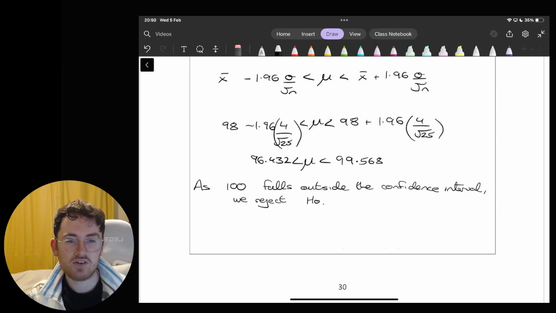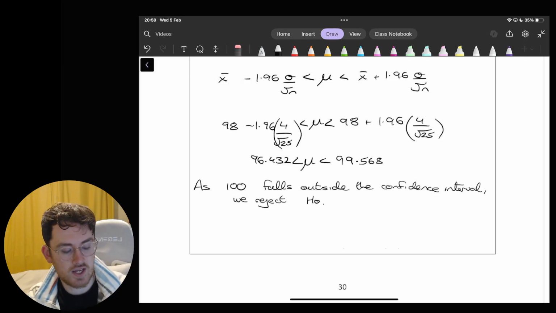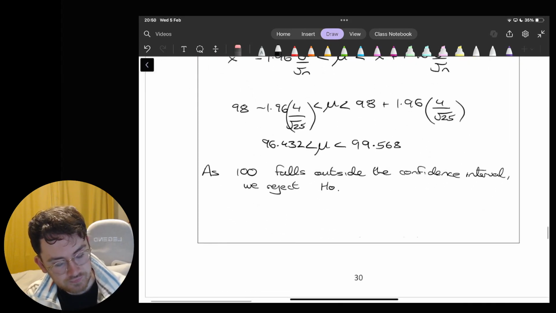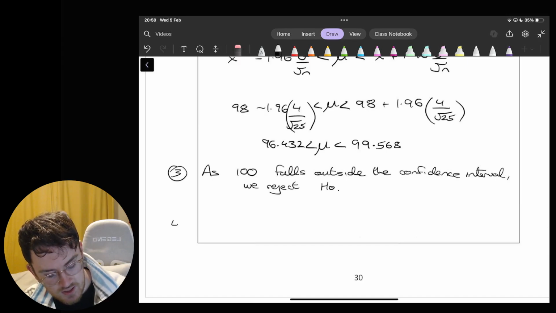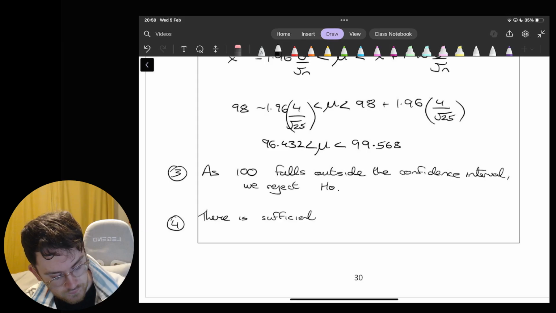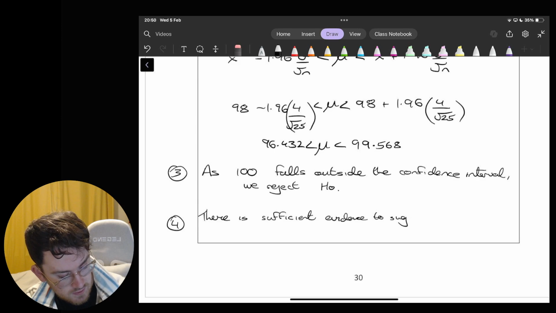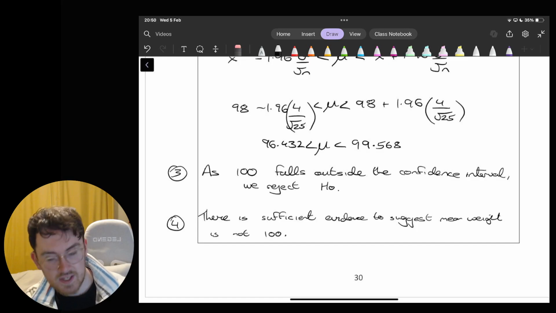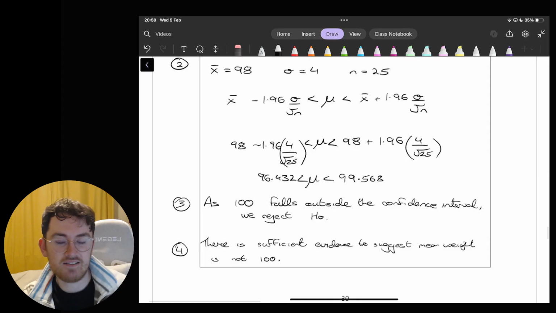Okay, so as it falls outside the confidence interval there, we're going to reject our null hypothesis. Okay, so that's kind of our decision. And then for the conclusion, there is sufficient evidence to suggest the mean weight is not 100. Now, from what we can see from our confidence interval is it's very, very close.